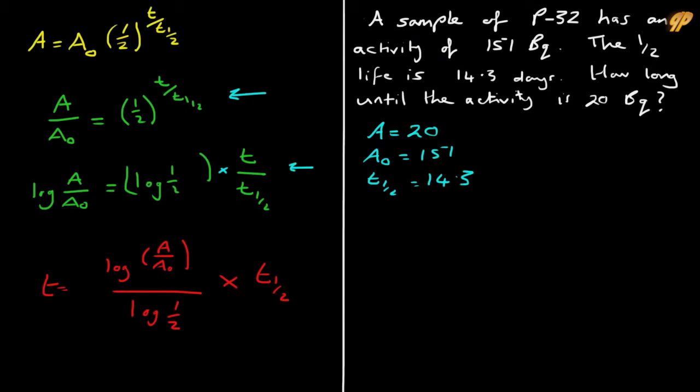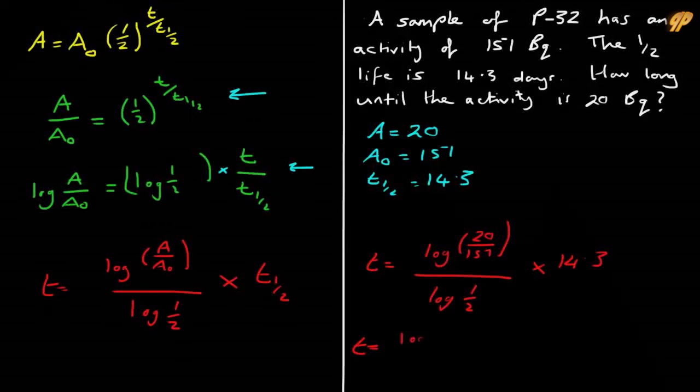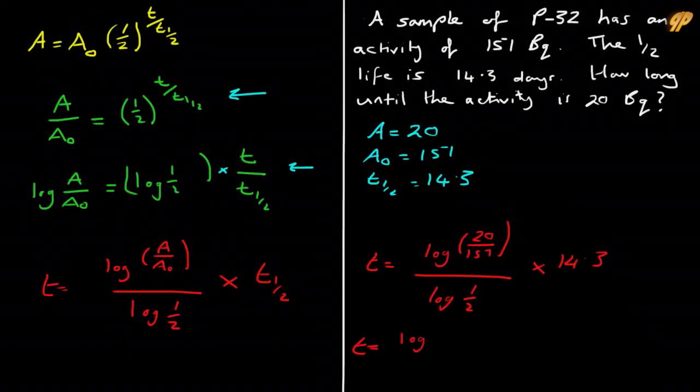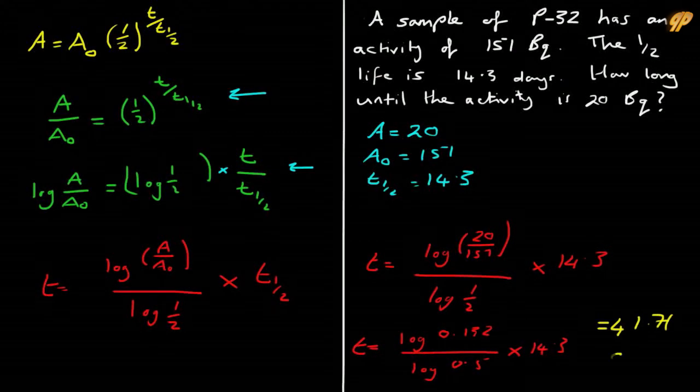So if we substitute these numbers into that equation, we will get T is equal to log 20 divided by 151 divided by log a half times 14.3. And our answer will come out at 41.71 days.